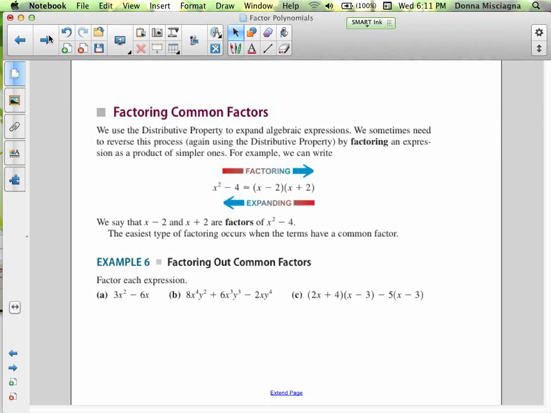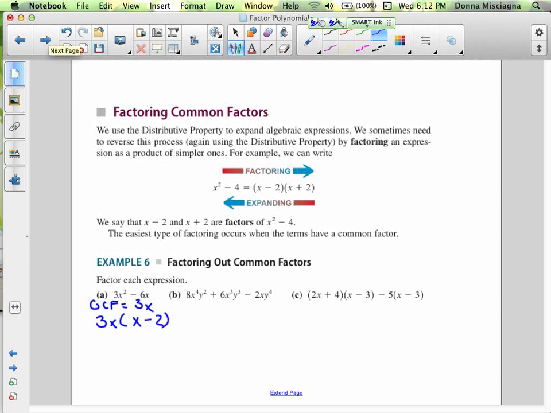The easiest type of factoring occurs when the terms have a common factor. So we're going to factor out a common factor, and I believe all of these problems are in your notes. So the first one, 3x squared minus 6x, our greatest common factor would be 3x. Both those terms are divisible by 3x. So if we factor out a 3x, we're just going to divide both terms by 3x. 3x squared divided by 3x is x. 6x divided by 3x is 2. So that's going to be 3x times x minus 2. That's all there is to the first one.